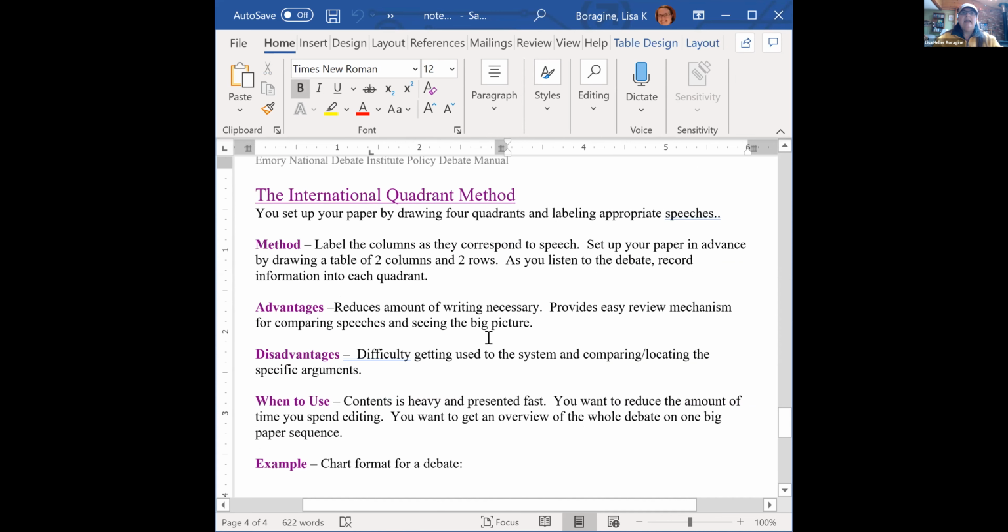So this reduces the amount of writing necessary. You really crystallize ideas to just the most important points. It's a great way to see the big picture, but you lose a lot of detail. That's the disadvantage. And it's really hard to get used to the system, especially if you are more likely to think linearly or sequentially, or you want to see how each idea relates to each other. But it's good to use if you just want to get the main ideas on the flow. If you're not going to write a lot of details, maybe you don't write really quickly, or maybe you just want to get the most important points. And if you want to get the big picture, it's a great way to take notes.